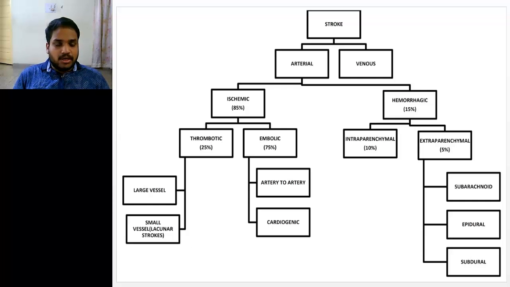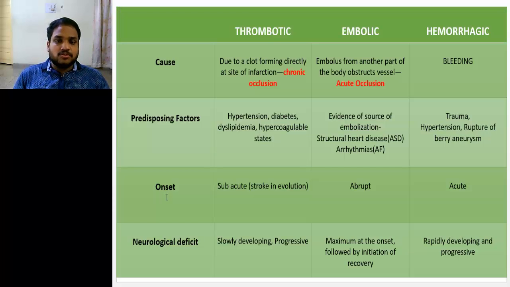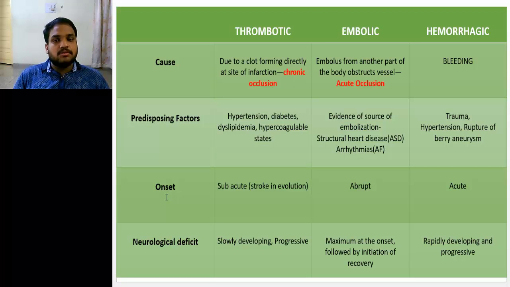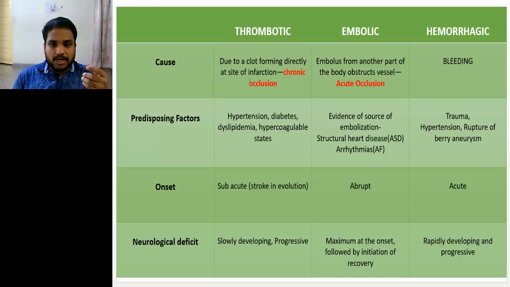So we will go into detail of the ischemic stroke. First of all, we will see the differences between the thrombotic, embolic as well as hemorrhagic stroke. What is the cause of a thrombotic stroke? Thrombotic stroke is due to a clot that forms directly at the site of infarction. It is in fact a chronic occlusion that leads to thrombotic stroke. While embolic stroke is due to an embolus coming from another part of the body and obstructing the vessels of the brain, while hemorrhagic stroke is due to bleeding.